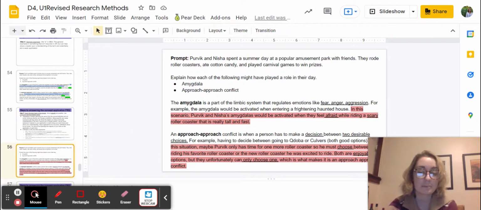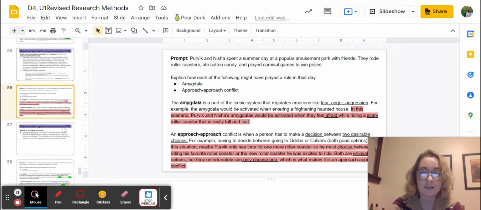So here's my application for Purvik and Nisha. I said, in this scenario, Purvik and Nisha's amygdalas would be activated when they feel afraid while riding a scary roller coaster that's very tall and fast.